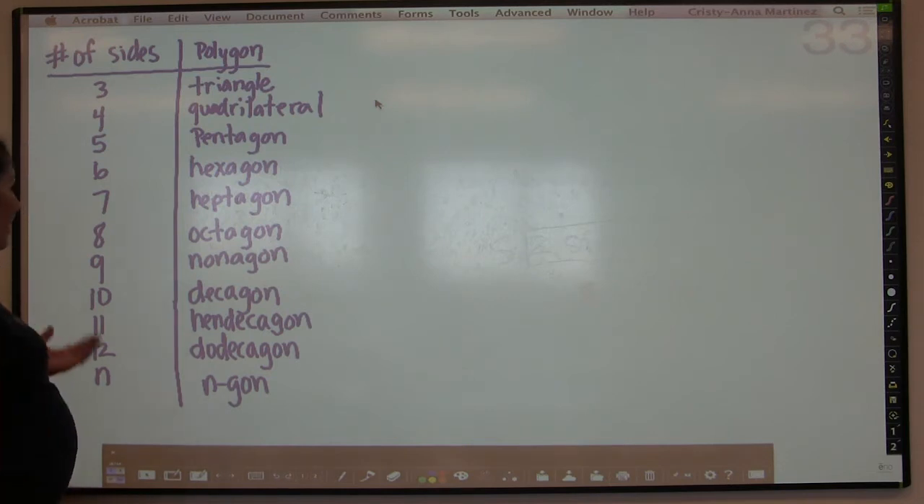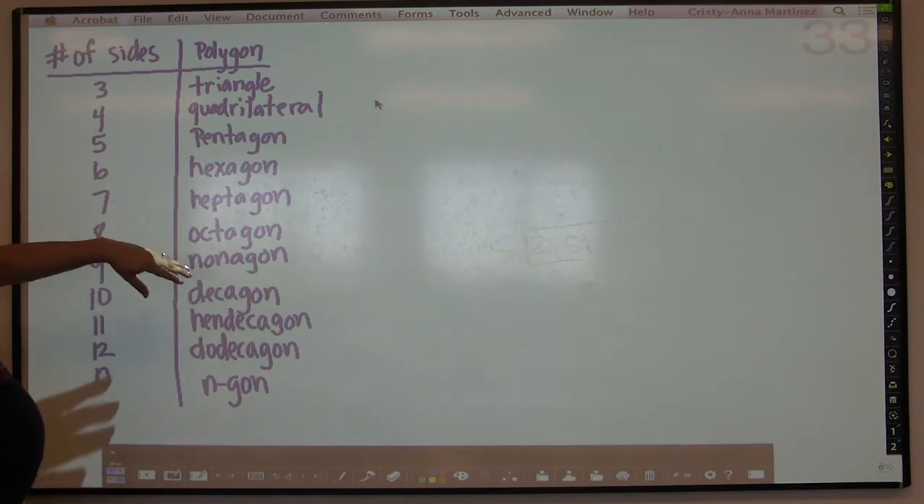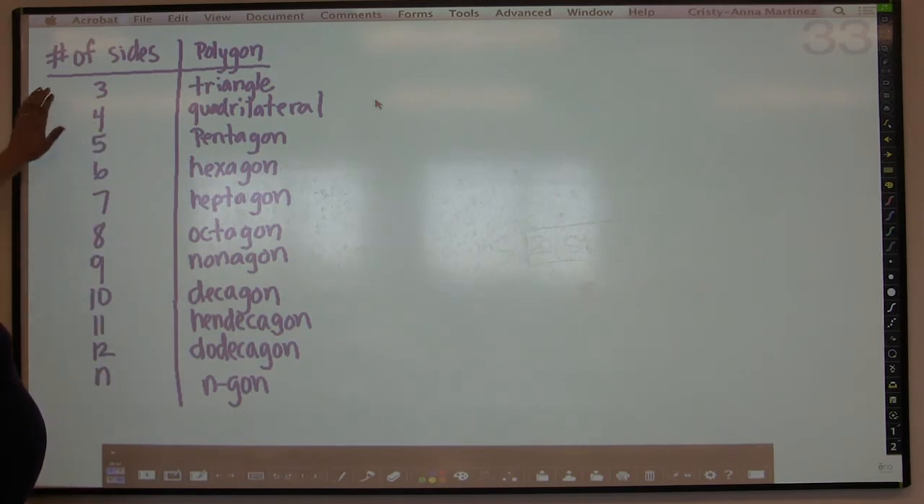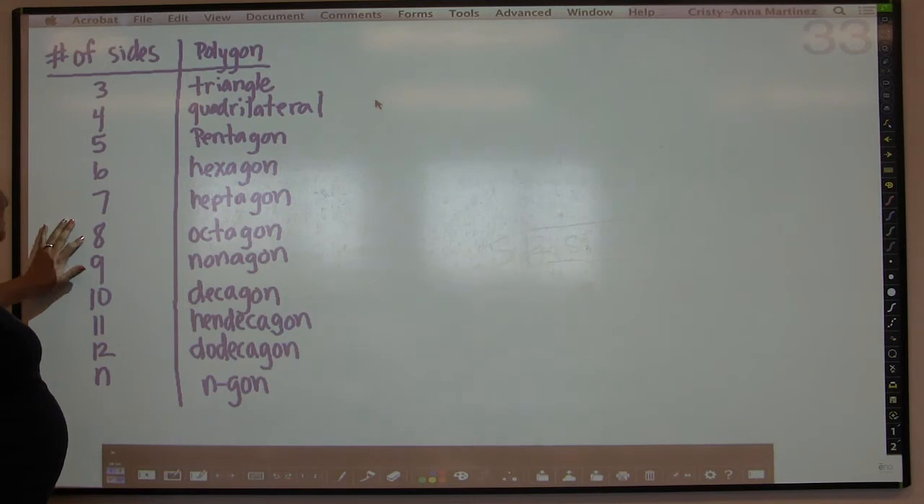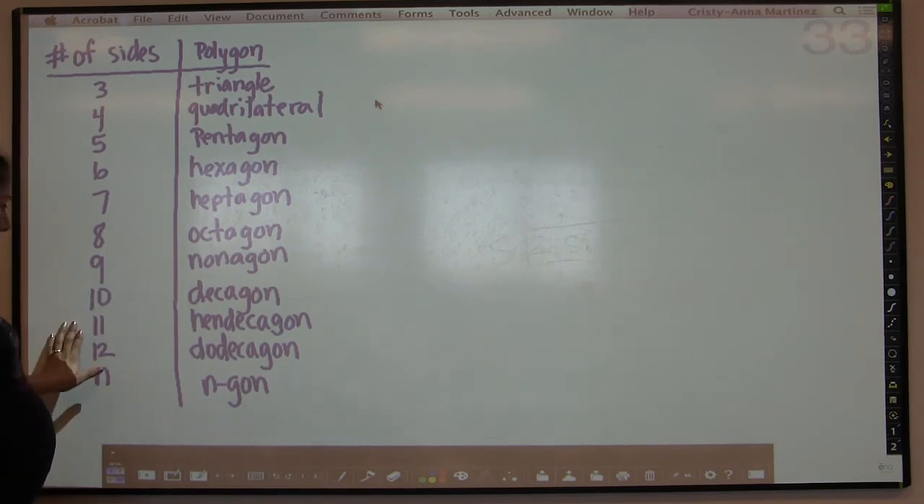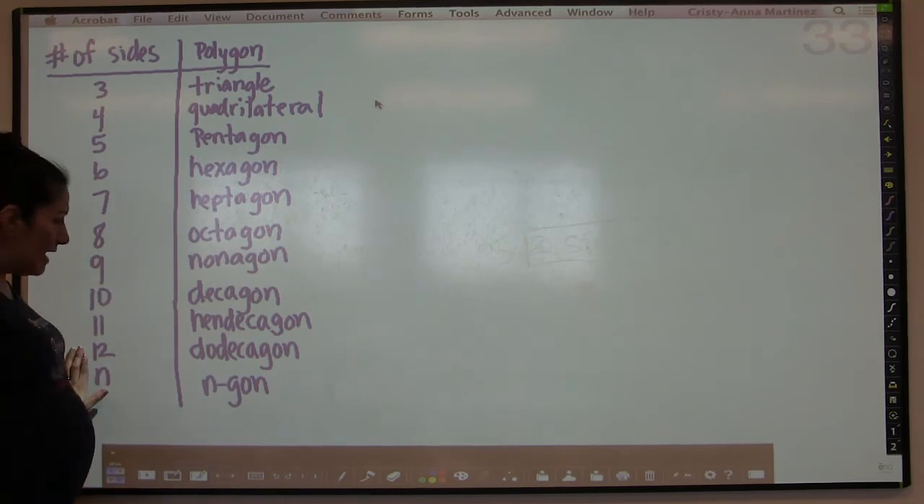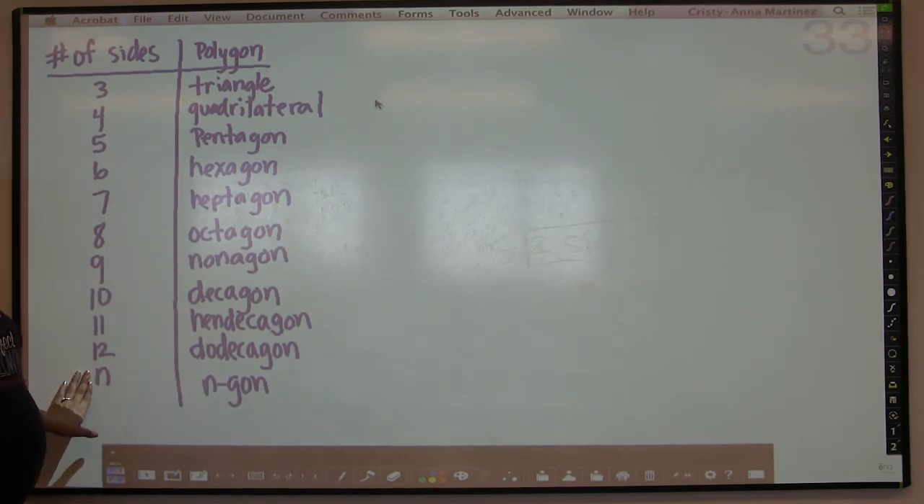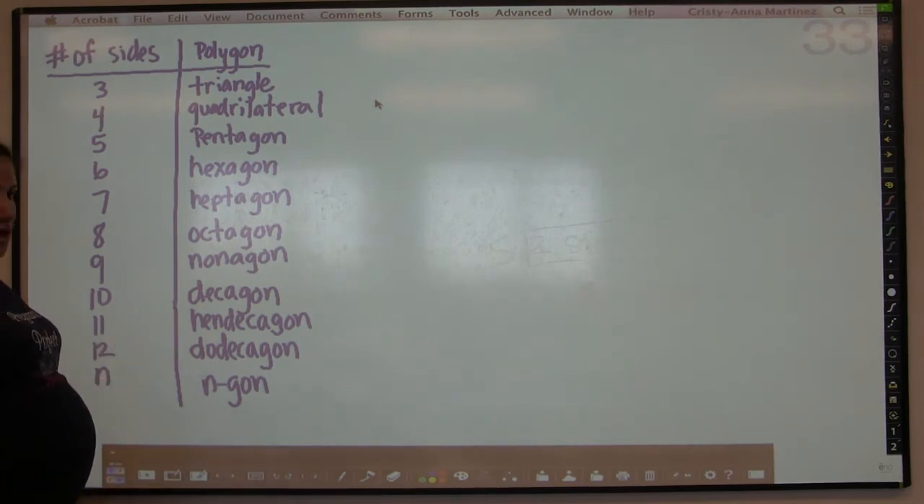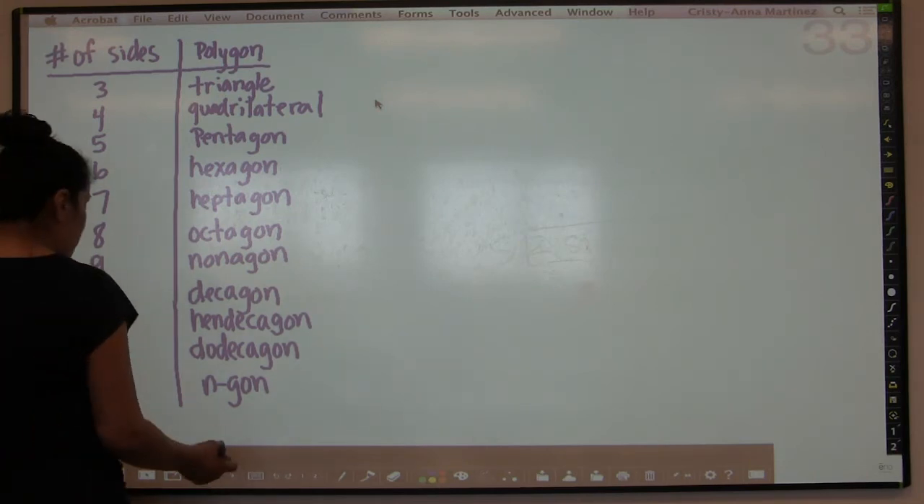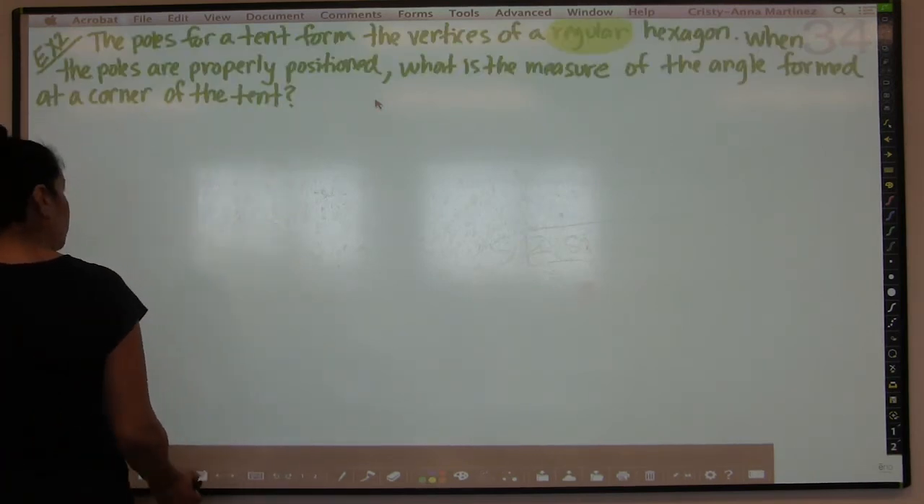I mentioned earlier that you want to know all the different names of the polygons. So we have right here the name of the polygon depending on the sides. 3 sides triangle, 4 sides quadrilateral, 5 sides pentagon, 6 sides hexagon, 7 sides heptagon, 8 sides octagon, 9 sides a nonagon, 10 sides decagon, 11 sides hendecagon, 12 sides dodecagon, and once you get past 12, we just call it an n-gon. So if it has 13 sides, you just call it a 13-gon, a 15-gon, a 27-gon. You might want to put that in your notebook in case you forget it somewhere.